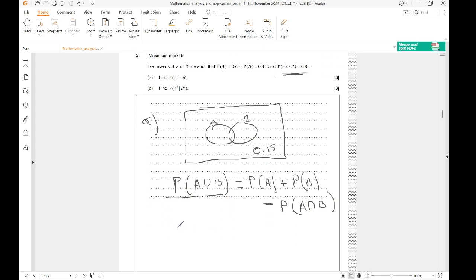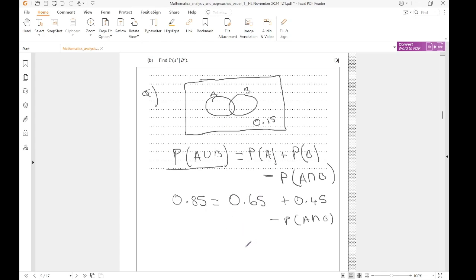So we just plug in our values here, so you get 0.85 is equal to 0.65 plus 0.45 minus P of A intersection B. So after plugging all this in, you bring this over to the other side and you solve for P of A intersection B, and you should get the value of 0.25.